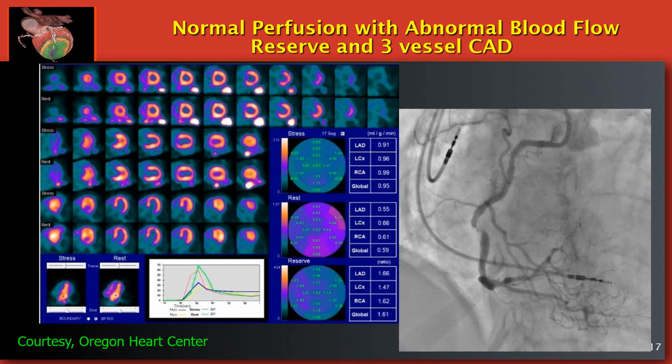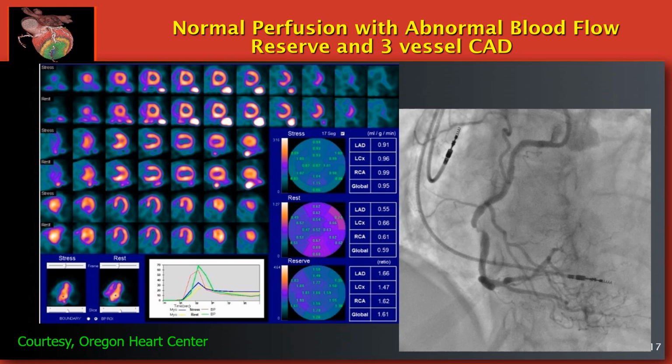So this is an example of normal perfusion, abnormal blood flow reserve, and then the patient had that triple vessel disease on their cath. So these are the pictures here on the left. You see that there's normal perfusion. You see down here in the bottom left corner where they placed that cursor on the left atrium for the blood flow reserve, and then you can see their graph there, their time activity curve looks really good.